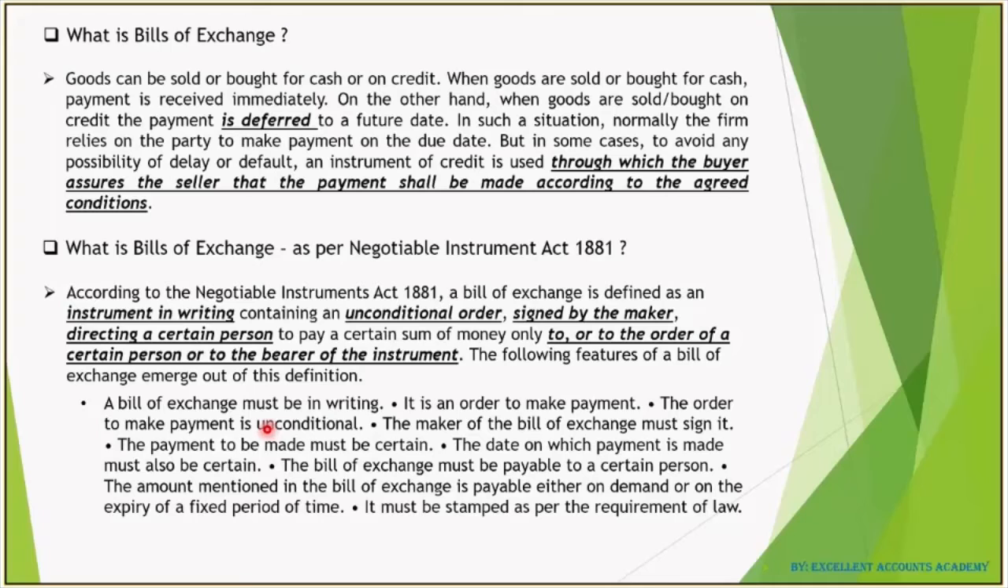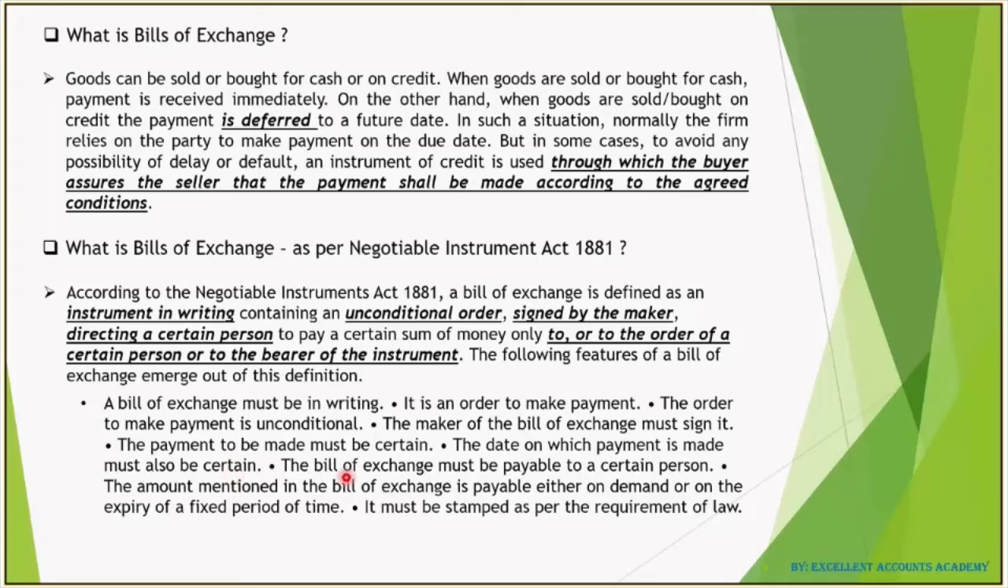There should not be any condition attached to the order, such as that if something is done, then only I will pay. There should not be any condition associated with the order. The maker of the bill of exchange must sign it. The payment to be made must be certain. It should not be uncertain, right? It should be clearly mentioned in the bill of exchange. The date on which the payment is made must be certain, so that the due date can be identified.